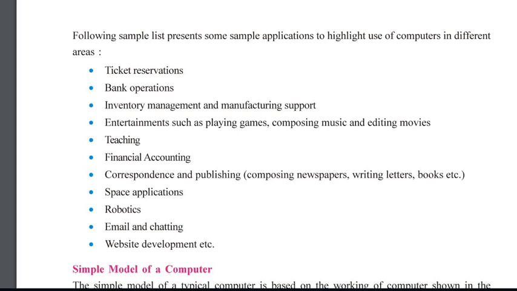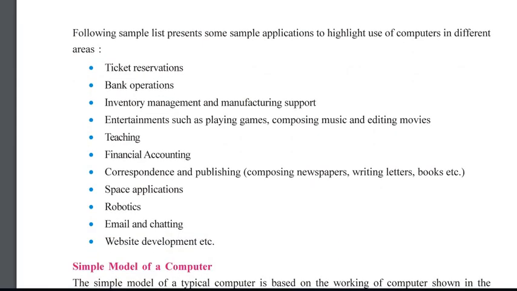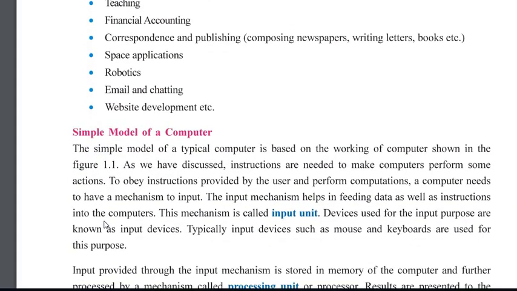Now, correspondence and publishing: we always read newspapers. For writing an application we need a computer. Sometimes we write by hand also, but nowadays a computer is used to write a proper application. For printing pages and printing books, it is compulsory to write the data on the computer. Now space applications: all things are managed by the computer only. Then robotics, email, chatting and website development. Now, simple model of computer.